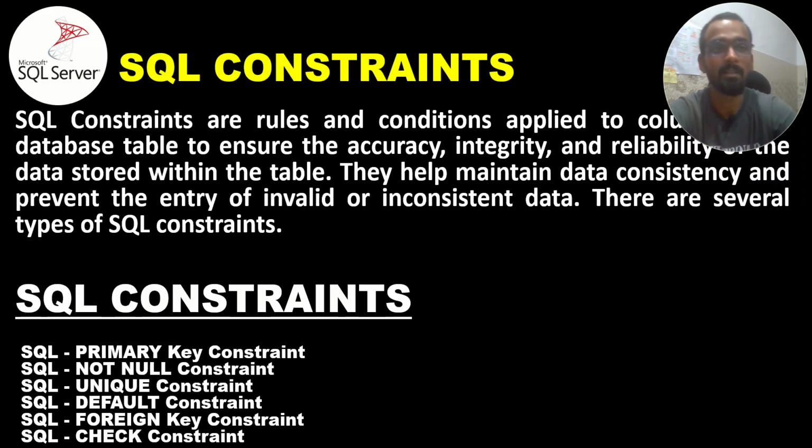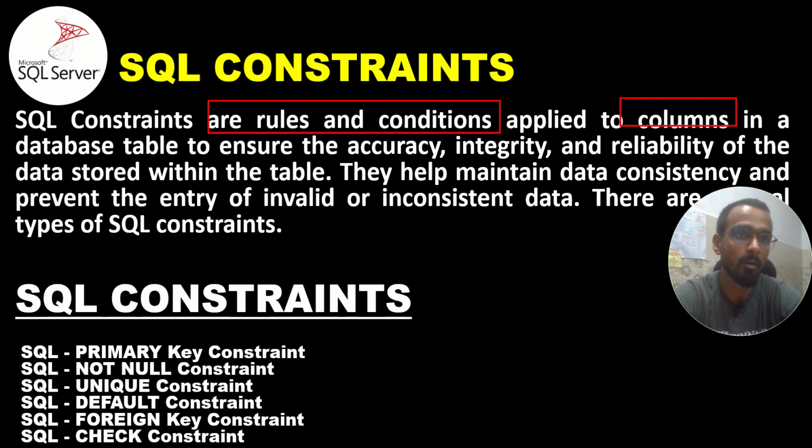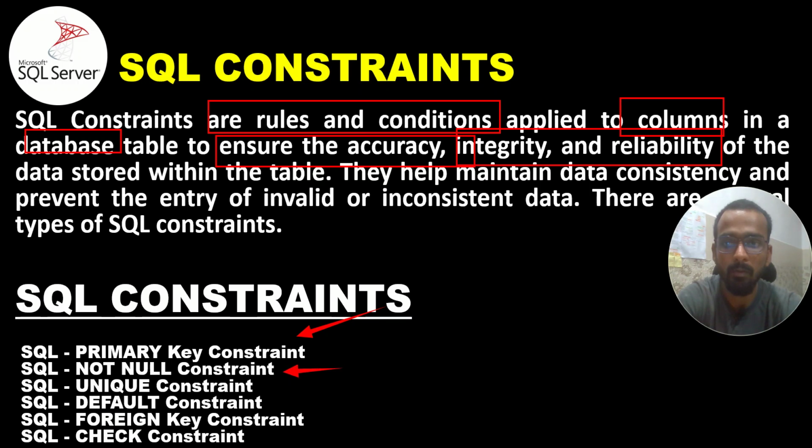So basically, what a constraint is, we have discussed in the last video also. These are a set of rules and conditions applied on a column in a database, and they ensure the accuracy, integrity and reliability of the data stored. Whatever data we are storing must be as per our requirement. We discussed the primary key in the last video, and today we are going to discuss not null, and later we will be discussing unique, default and check constraints.